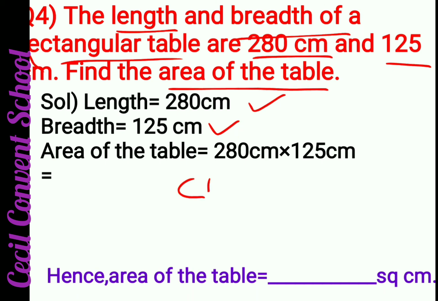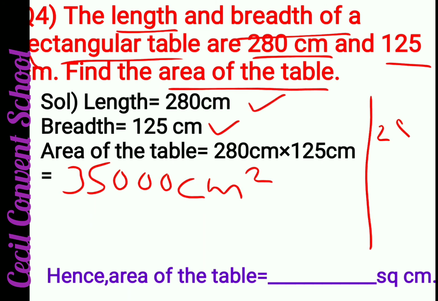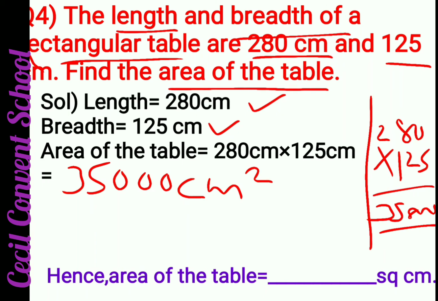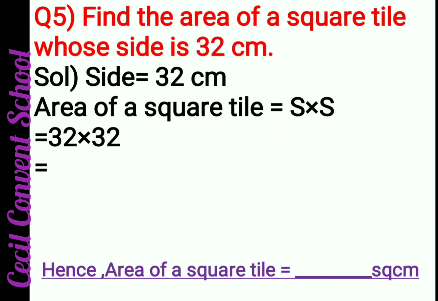Clear? So centimeter you will write as it is here, because you are finding area. I have multiplied this in a rough column. So you can also make a rough column over here. You have to multiply 280 by 125. When you multiply it, the answer comes 35000. So 35,000 centimeter square. Hence the area of the table is 35,000 square centimeter. You can write in this manner also and in this manner also. Both are correct ways. Clear? Now we do question number 5.